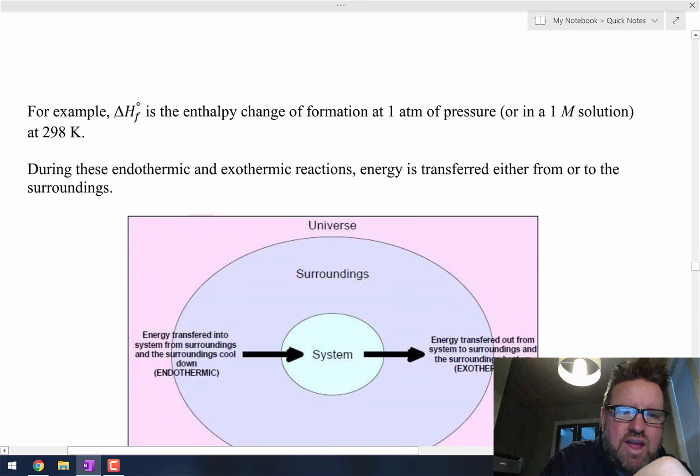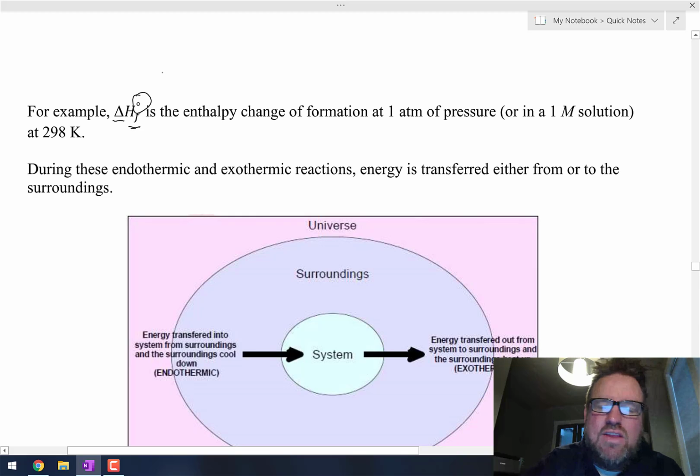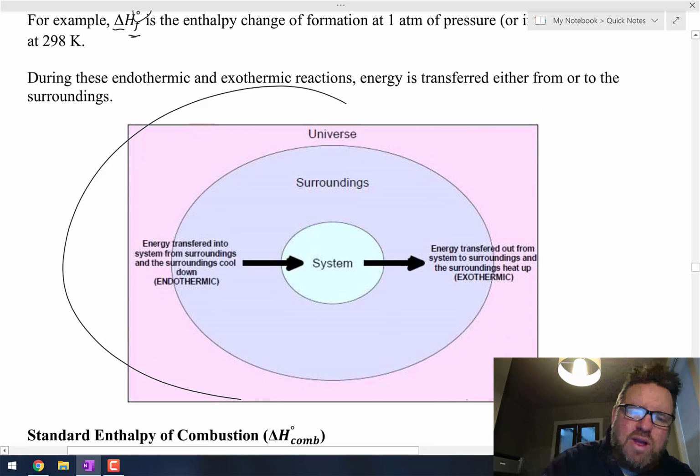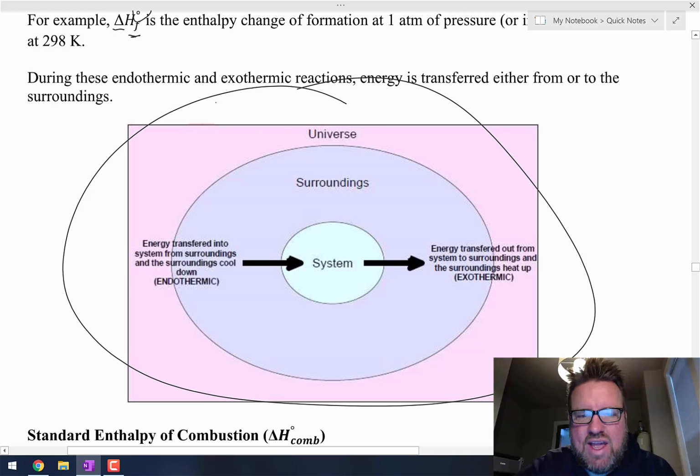So, for example, the enthalpy of formation in the standard state is the enthalpy change of formation. So something, again, forming from its elements at 1 atmosphere of pressure or in a 1 molar solution at 298 Kelvin. Okay, here's just another way to look at endothermic versus exothermic.